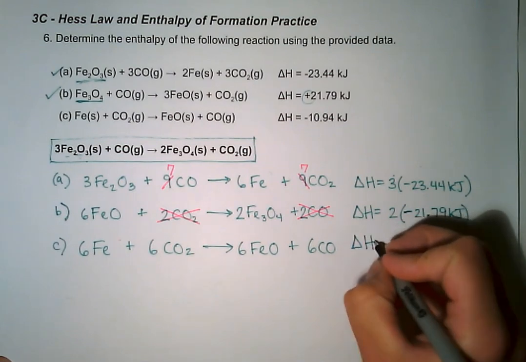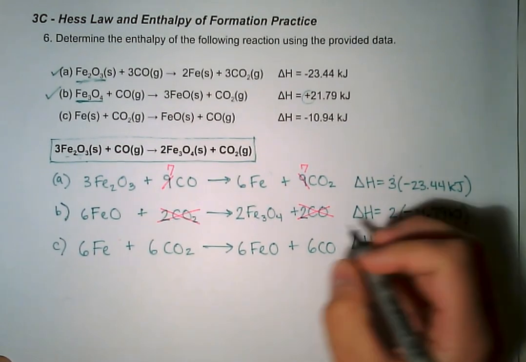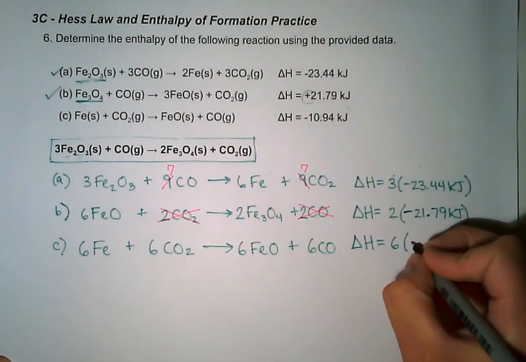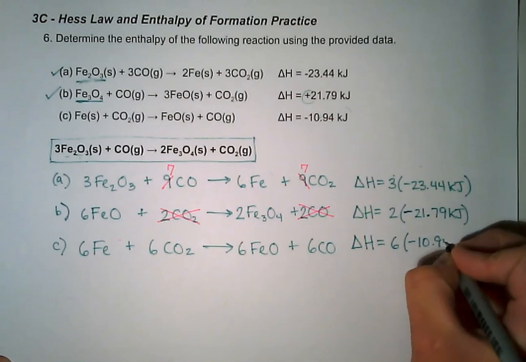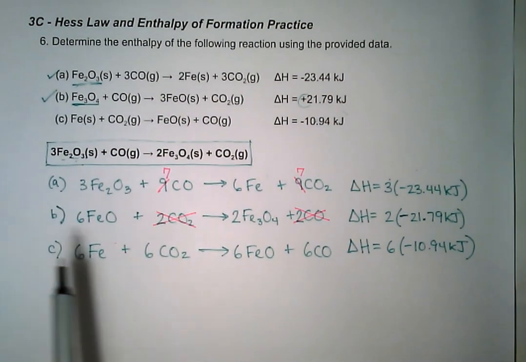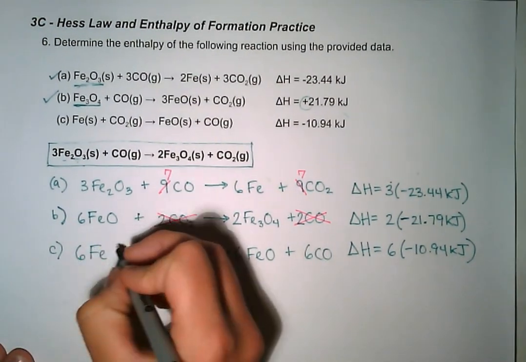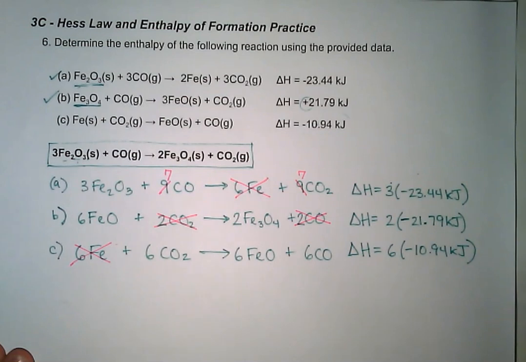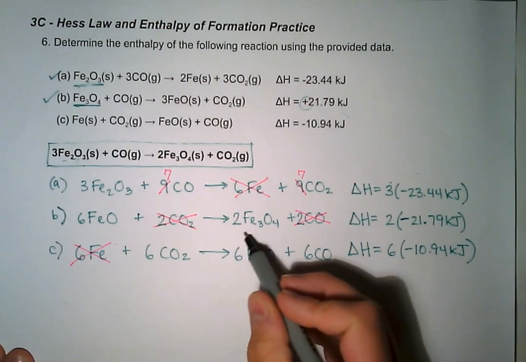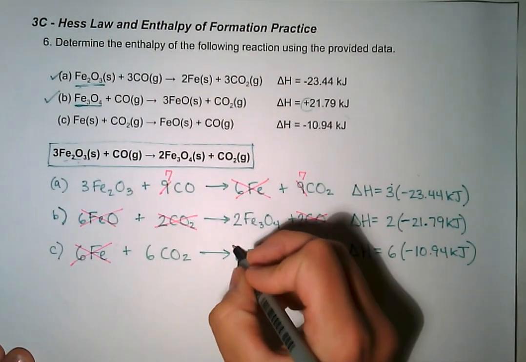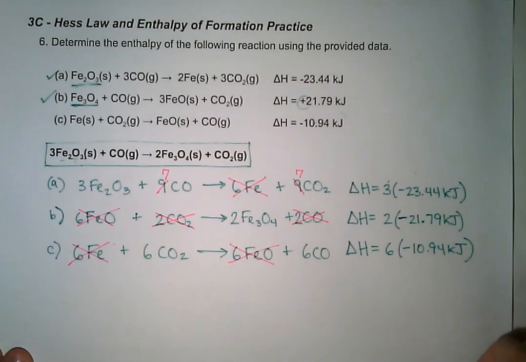But let's go ahead and write our delta H value. We just need to take this delta H value and multiply it by 6. So 6 times negative 10.94 kilojoules. So now let's hope that everything cancels out correctly. We know our 6 irons should cancel out. 6 irons cancels with these 6 irons. Our 6 FeOs on our product side will cancel out these FeOs over here. 6 FeOs cancels with 6 FeOs.